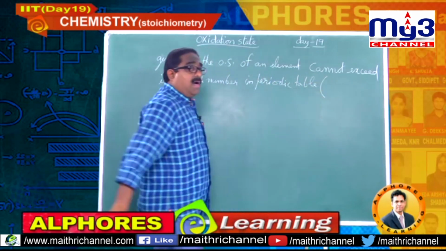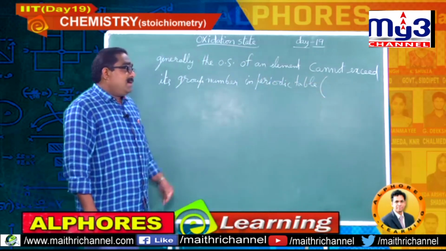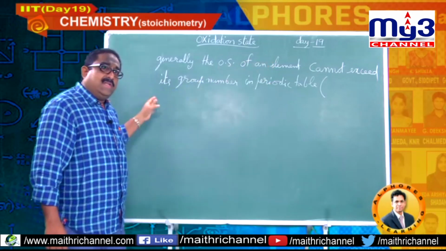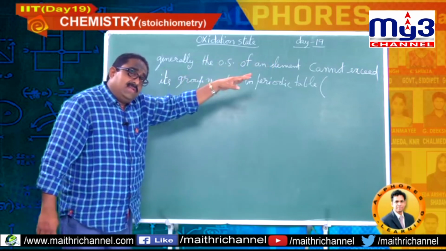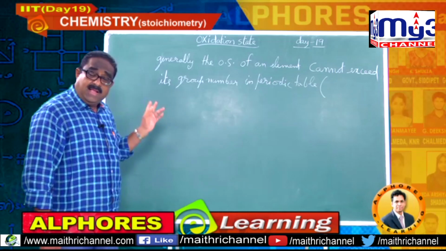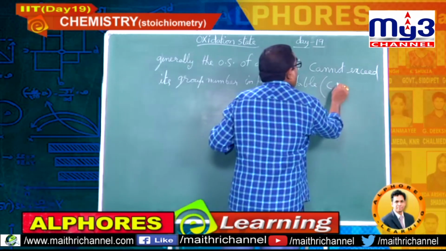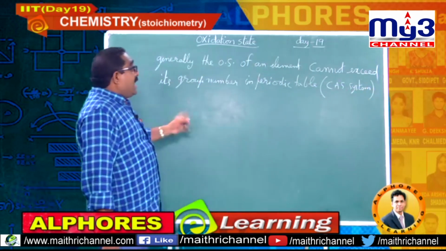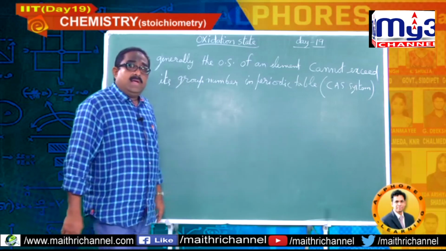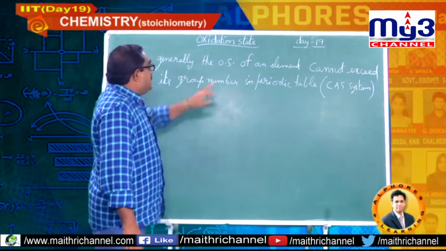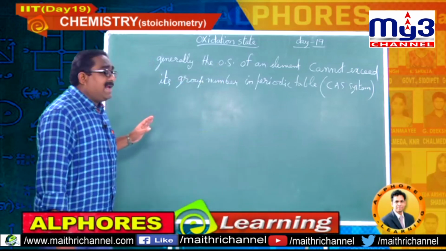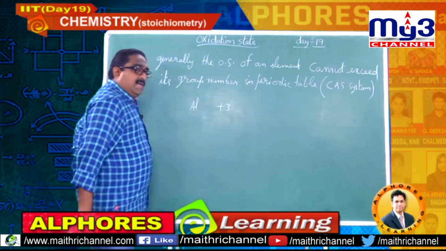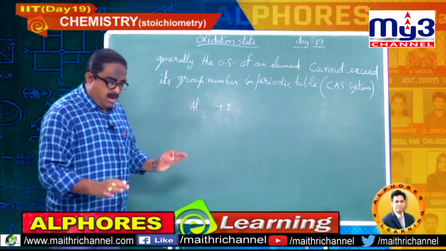Which group number, you may doubt? The periodic table may be considered as the first to 18th group, or first A, second A, third A, fourth A, fifth A, sixth A, seventh A, first B, second B, third B, fourth B, fifth B, sixth B, like that. That system is called the CAS system, A groups as well as B groups. According to that CAS system, the oxidation state usually cannot exceed the group number of that element. For example, if you take aluminum, the maximum oxidation state is +3. It cannot exceed, no doubt.